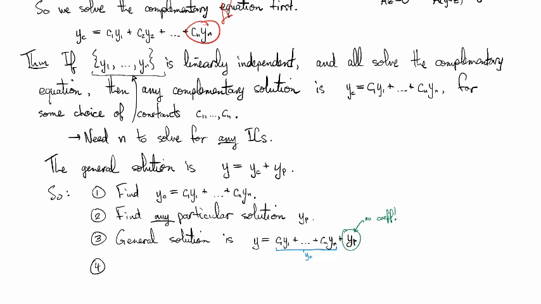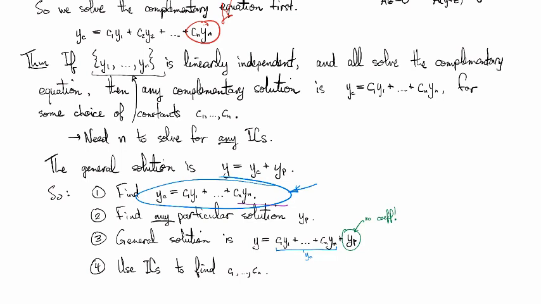And the very last step after doing everything else is to use the initial conditions to solve for those constants. So that's what we're going to be doing in the next couple of sections. First, we will talk a bunch about how to solve this one right here. That's what the next video is going to be about. And then we will worry about how to find particular solutions later on in forthcoming videos.